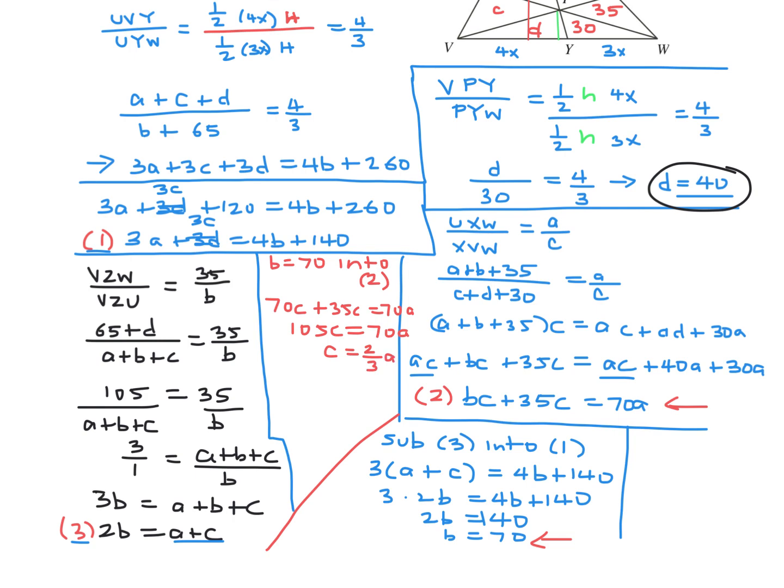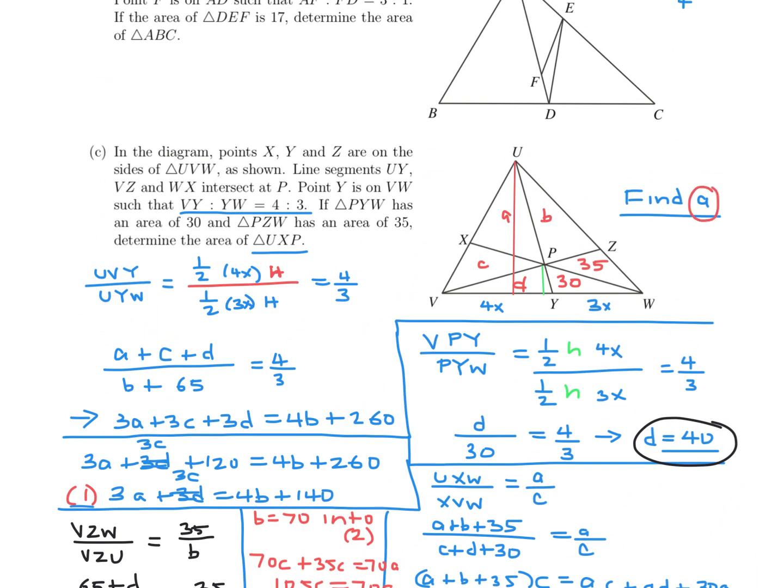Okay, and then one final substitution into this guy, sub into 3. And so we have 2B, which is, B is 70 from here. So that's 140 is equal to A plus C. And C is 2 over 3A. So this would be 5 over 3A is equal to 140. And therefore A would be 84. There we go, finally. And 84, which is A, is what I needed because I used A to represent this triangle UXP. So there you go, finally.